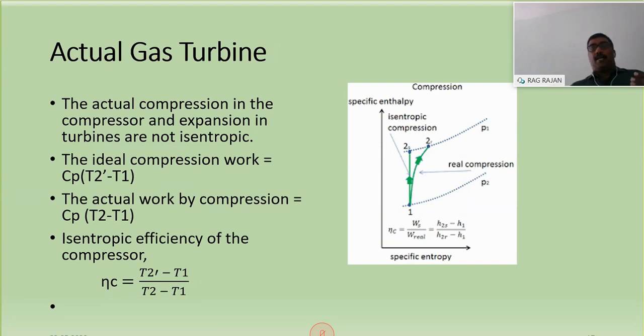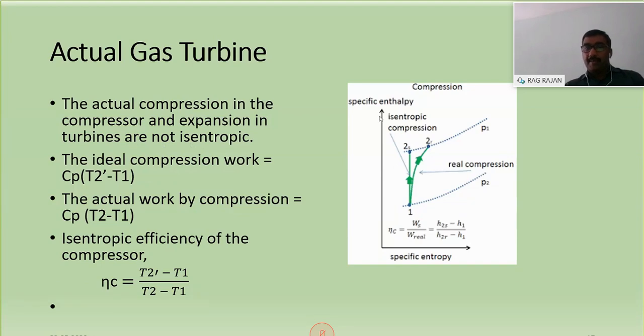Now, so far we have discussed the ideal gas turbine cycle, but we have to come to the actual situation. We are not coming purely to actual conditions, but we are avoiding some of the ideal situations. Especially, we have isentropic compression and isentropic expansion, which is not at all possible. So the actual compression in the compressor and expansion in the turbine are not isentropic.